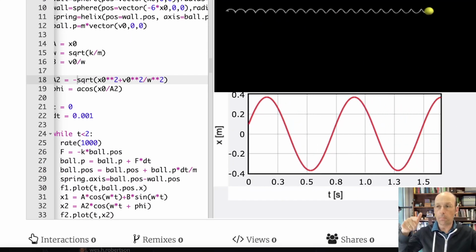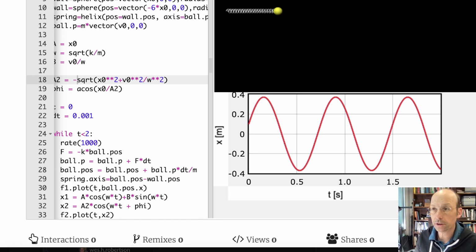And then boom, on top of each other. Okay, we got one more solution. And this is nice. You could do the exact same thing with sine. You get a different phi value, but it all works. I'm not going to do that. Okay.